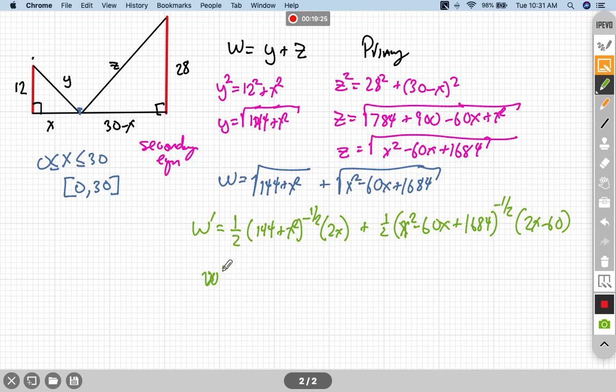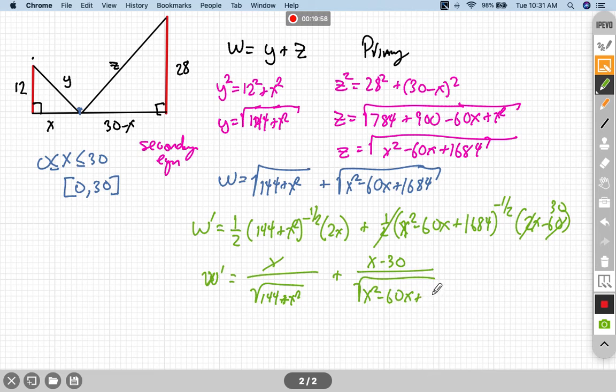So let's see what we can do with that. 1/2 times 2x is just going to give me x over the square root of 144 plus x squared. Here I'm going to take 1/2 into here, make that a 1x and make this 30. So I'm going to get x minus 30 over the square root of x squared minus 60x plus 1684. And all I've got to do is solve this for 0.